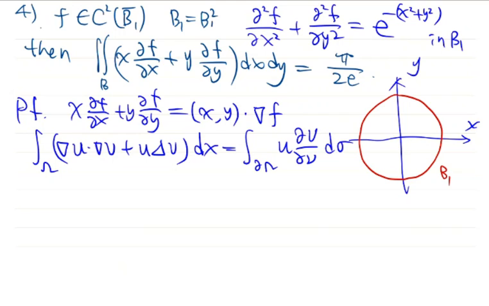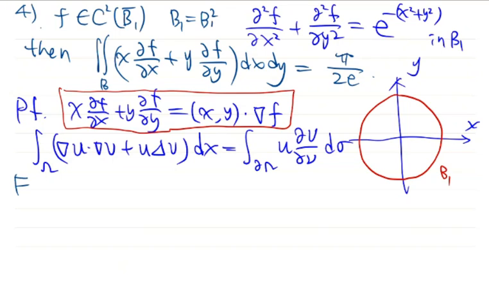So compare the Green first identity and this expression. We want to find a function u such that the gradient of u is (x, y). When we do this, we want to substitute v for f in the first Green identity.